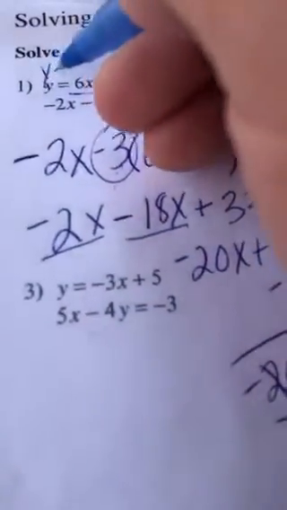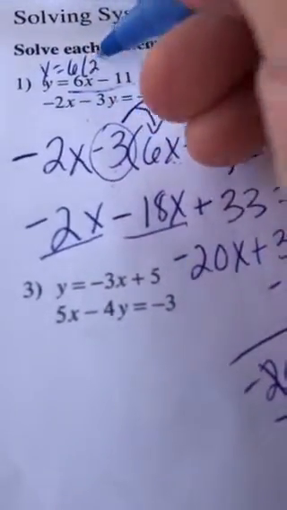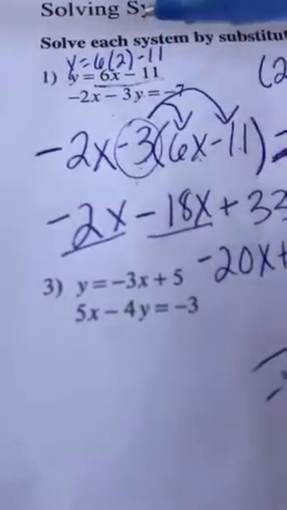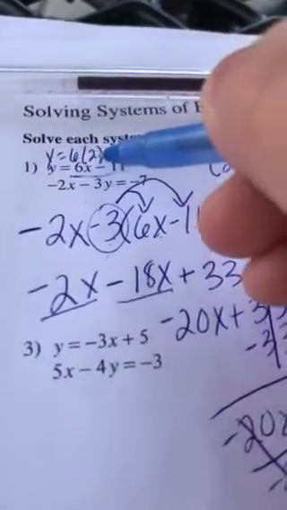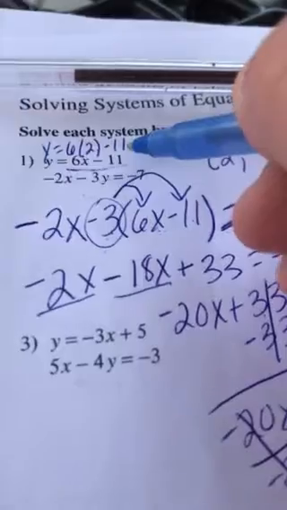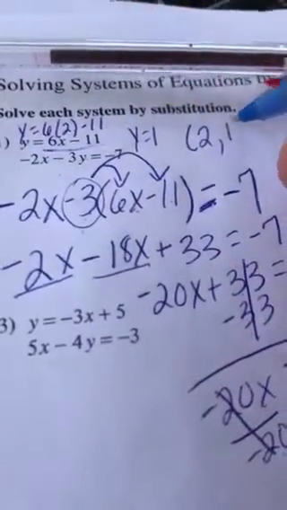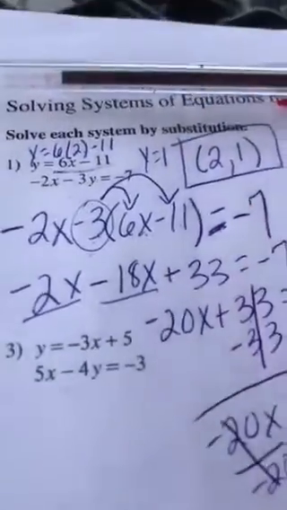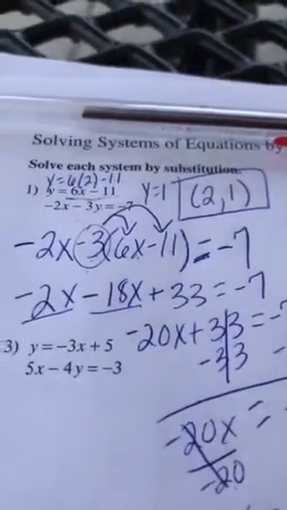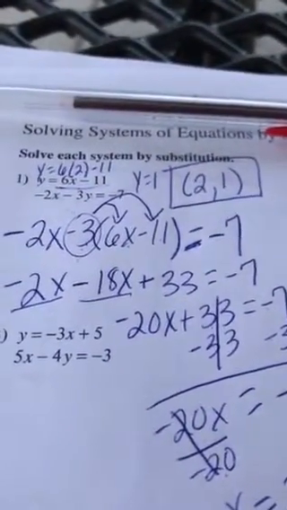So I'm going to put y equals 6, and instead of x, I'm going to put a 2, minus 11. And then I'm going to solve. 6 times 2 is 12. 12 minus 11 is 1. So y equals 1. So I know that the solution to my system of equations is 2, 1.